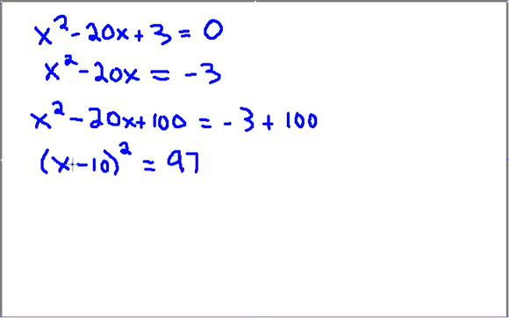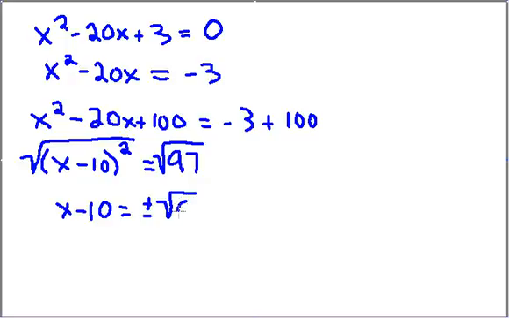Now, everything on the left is inside parentheses, and the parentheses on the left is squared. Because of that, that allows us to go ahead and take the square root of the left side here, which means we also have to take the square root of the entire right side. The square root of x minus 10 squared is just x minus 10. And on the right side, the square root of 97 is going to be plus or minus the square root of 97.